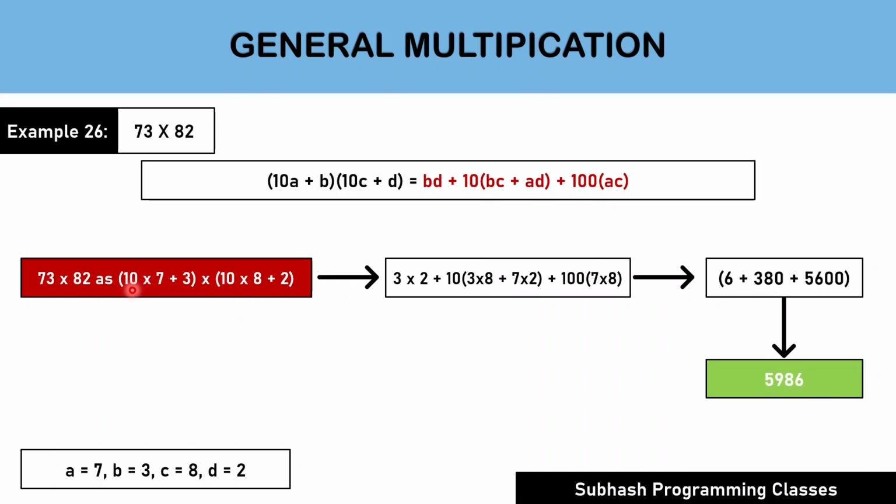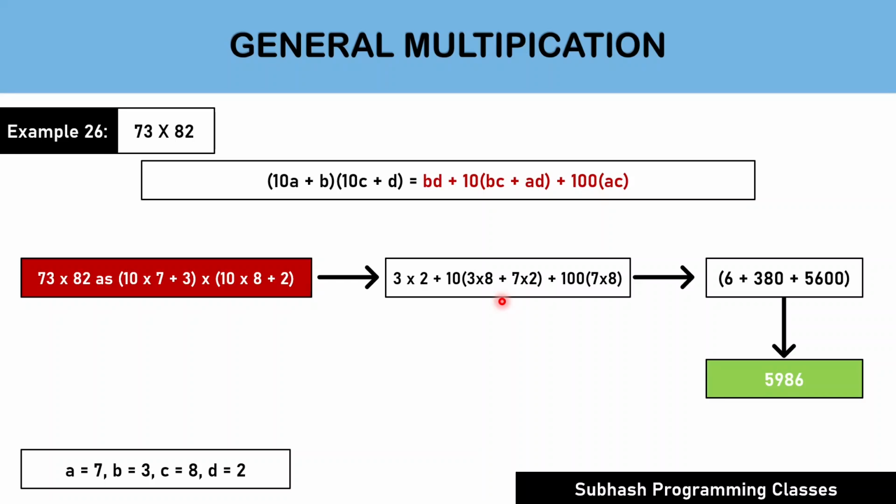That is, by looking at this expression and comparing this with the algebraic equation, we understand that a is 7, b is 3, c is 8, and d is 2. And therefore, by substituting all these values into this algebraic equation, we get the final answer as 5986. Now, the same problem can also be solved mentally as shown on the next slide, because this way of solving this problem is quite complicated.